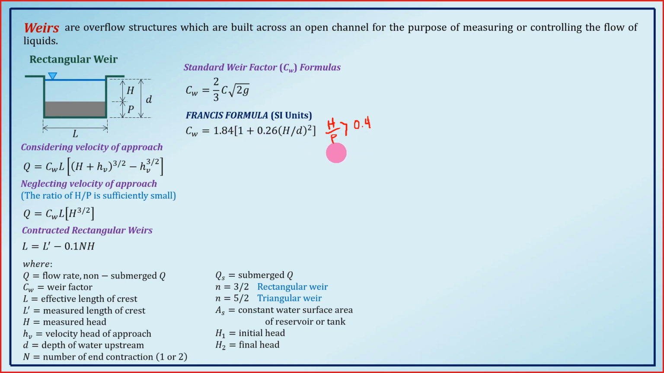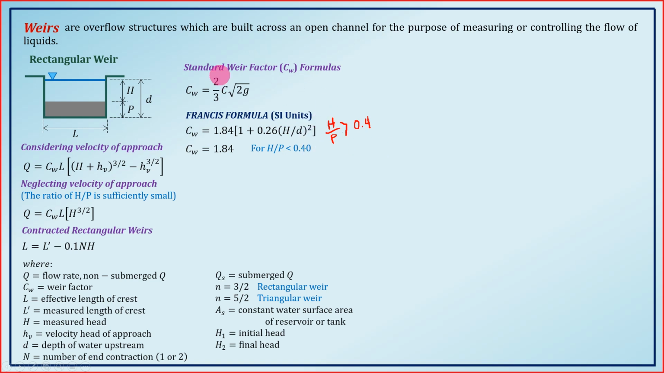Paano kapag hindi na-achieve? Paano pag less than? Kapag less than, ito yung value natin ng CW. 1.84 na lang. So, magiging 0 na yun nandyan. Ito, multiplier natin dito na pangalawa, 0. You have CW is equal to 1.84 kapag less than 0.4. Pero pag greater than, yung H over P natin, yung nasa taas. Okay? So, dapat alam natin kung kailan natin ginagamit yan.